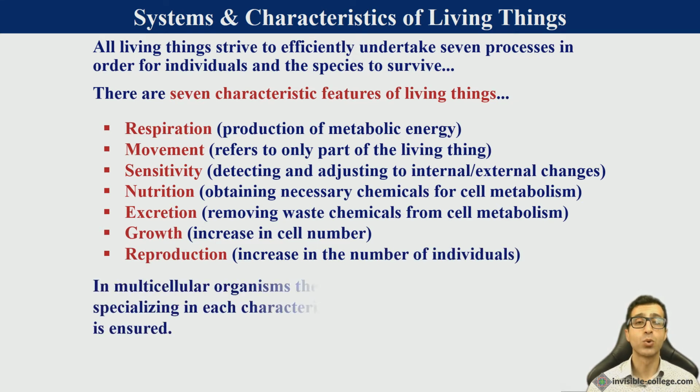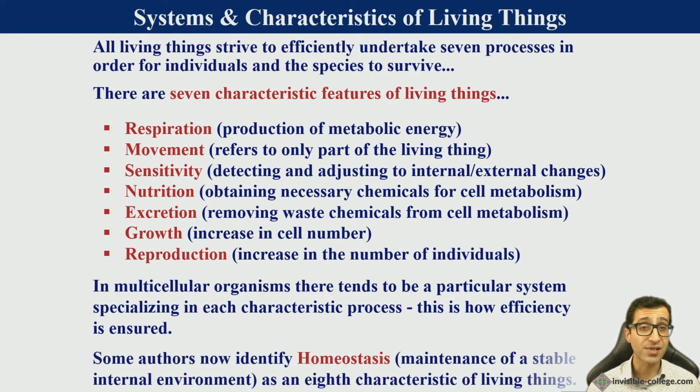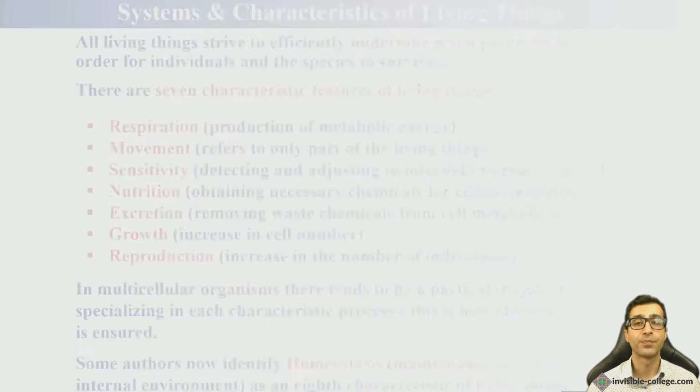Now in multicellular organisms, there tends to be a particular system which specializes in each one of these characteristic processes, and this is how the efficiency of these processes is ensured in multicellular organisms. Now, some scientists and authors now identify homeostasis, or the maintenance of an internal environment, as an 8th characteristic of all living things. So you might find that homeostasis can sometimes also be referred to as one of the characteristics that distinguishes living things from non-living things.